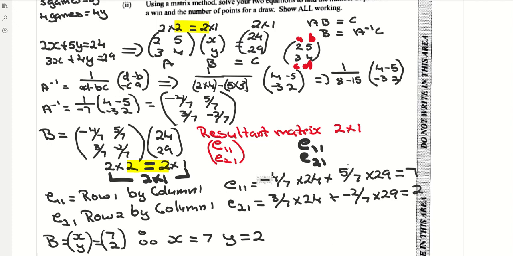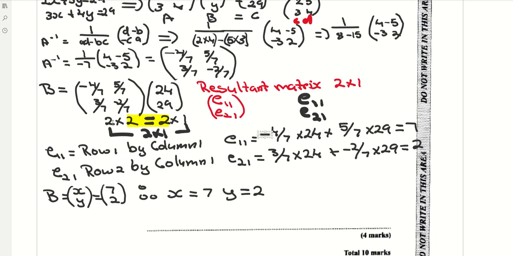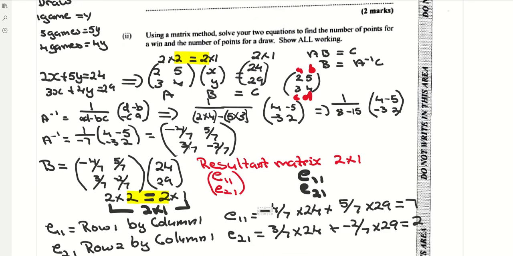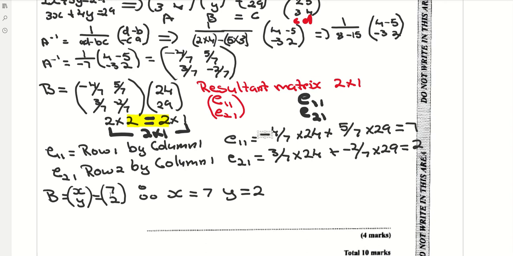Then the next one is row 2, or your second row by your first column. So that's 3 over 7 by 24 plus minus 2 over 7 by 29. When you put this in your calculator, you're going to get 2. So if we know B is xy and you compare xy with 7 on top and 2 at the bottom, we can see that x is equal to 7 and y is equal to 2.